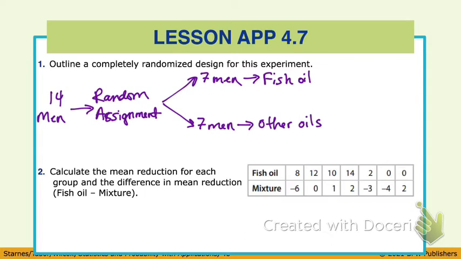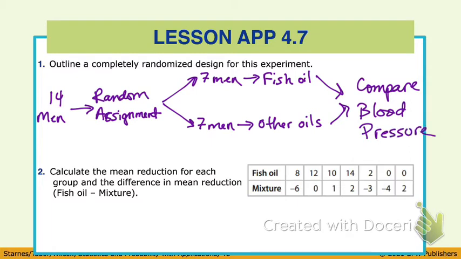Okay, cool. And then at the end, I need to bring them back together and compare their blood pressure. We're going to compare their blood pressure, which is the response variable. All right, now we need to do some calculations. We need to calculate the mean reduction for each group and then the difference in the mean reduction.